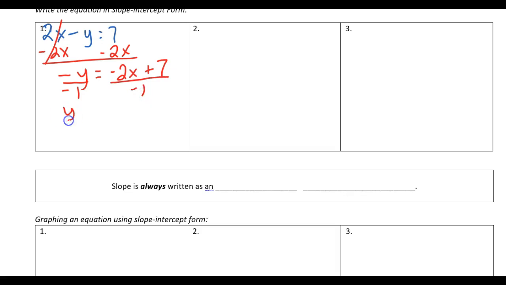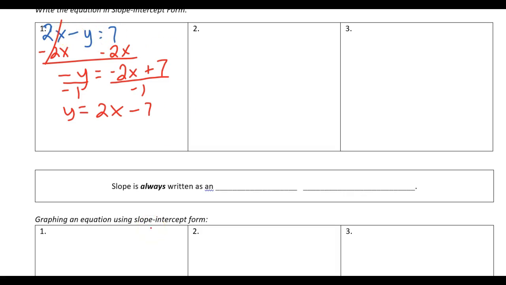And so my equation now is y equals, and -2 over -1 will give me a positive 2x, and 7 over -1 will give me a -7. So this is now in slope-intercept form, and if you want to just see verbally, the slope is 2 and our y-intercept is 0, -7. But you couldn't see that from this original equation up here because it was not in that slope-intercept form.